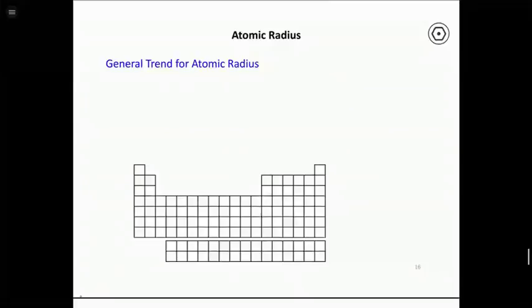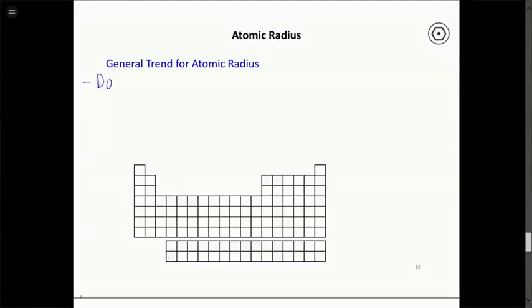And so the general trend for atomic radius is that if we go down a group, so that means we go from top to bottom on the periodic table. So remember, groups are the columns, periods are the rows. The principal quantum number increases as we go down. We talked about that earlier today.